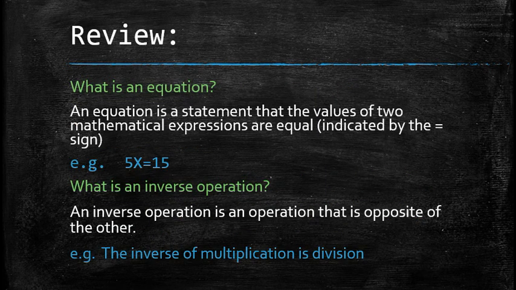So let's review. I know we talked about this a little bit last week. An equation. What is an equation? Well, an equation is a statement that the values of two mathematical expressions are equal. They're indicated by the equal sign. That sounds like a lot, but if you look, you can see here that there is in fact an equal sign indicating that that is an equation. So that means that both sides are equal, or both sides have the same value.